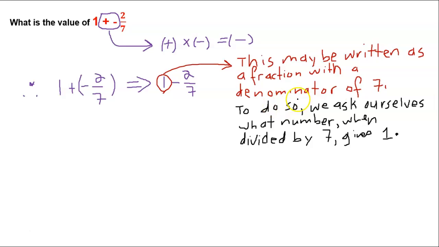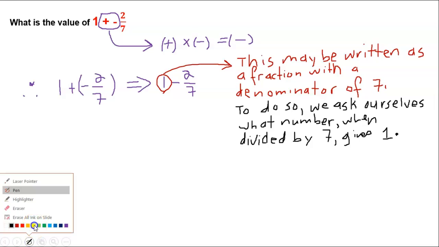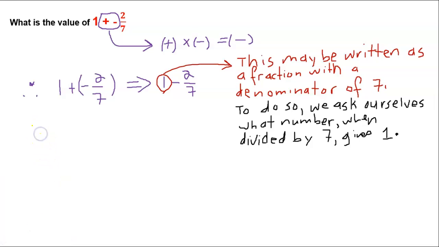To do so, we ask ourselves what number when divided by 7 gives 1, and that number is 7, because 7 divided by 7 is 1. So 1 is the same as 7 divided by 7, or 7 over 7, because 7 over 7 is the same as 7 divided by 7.